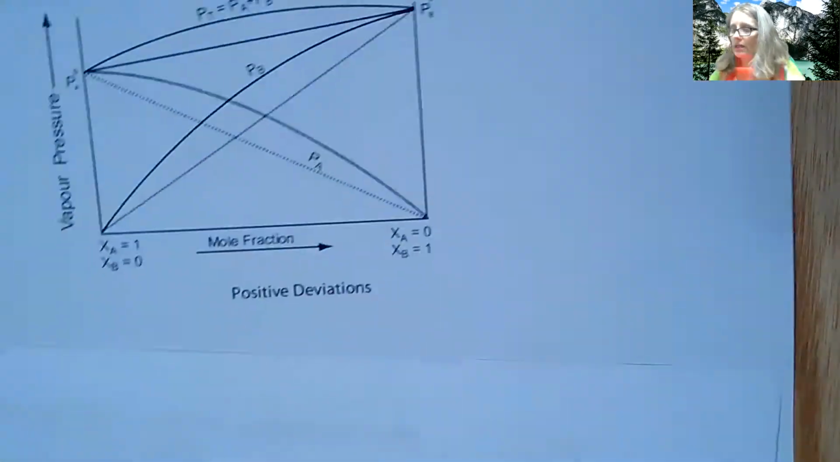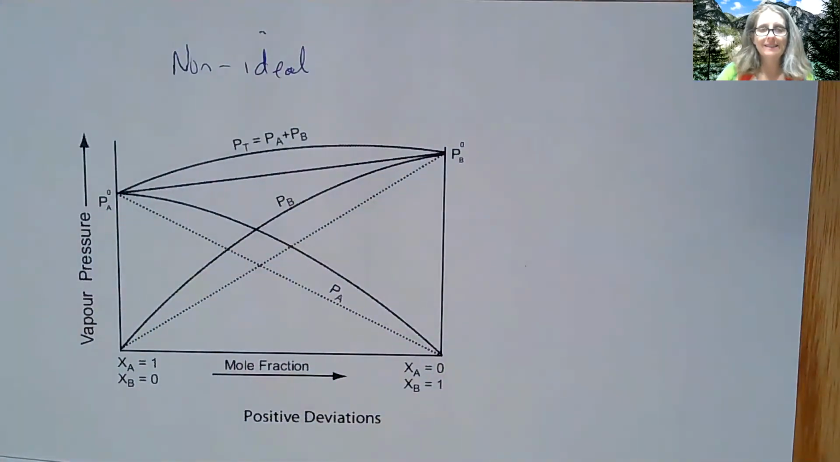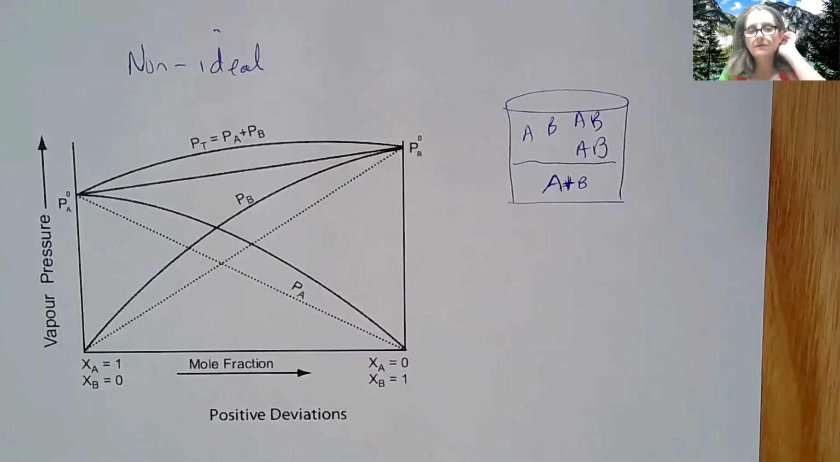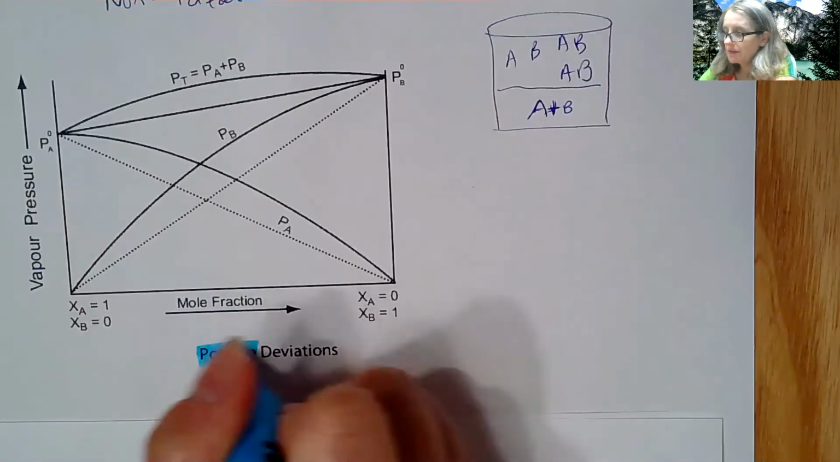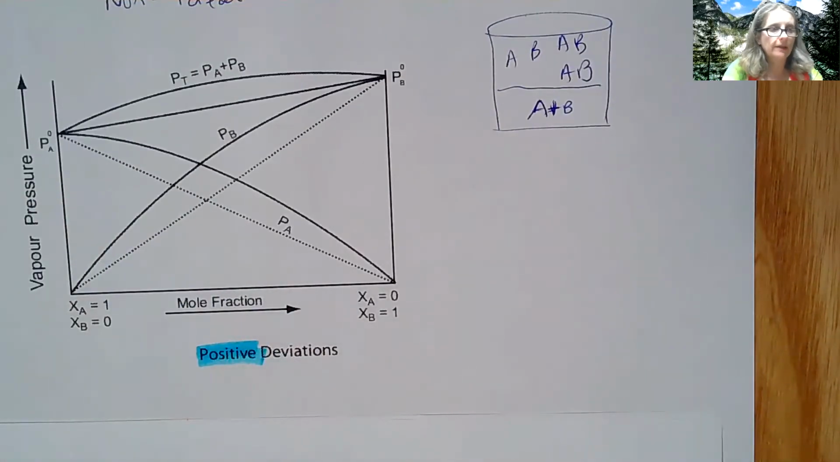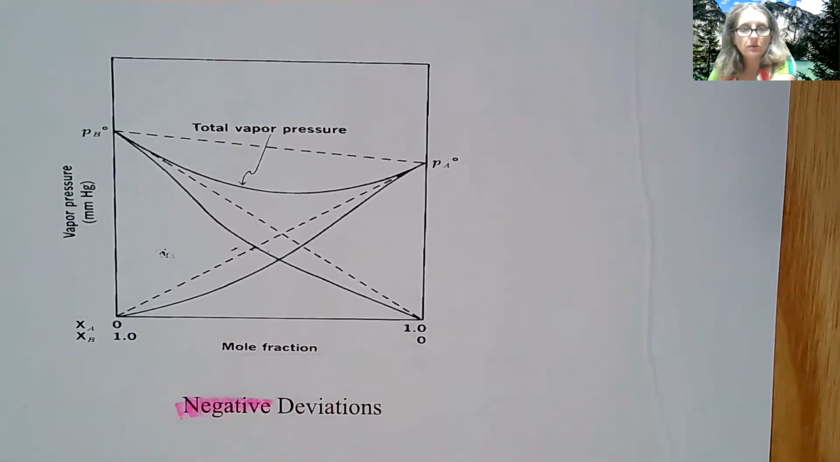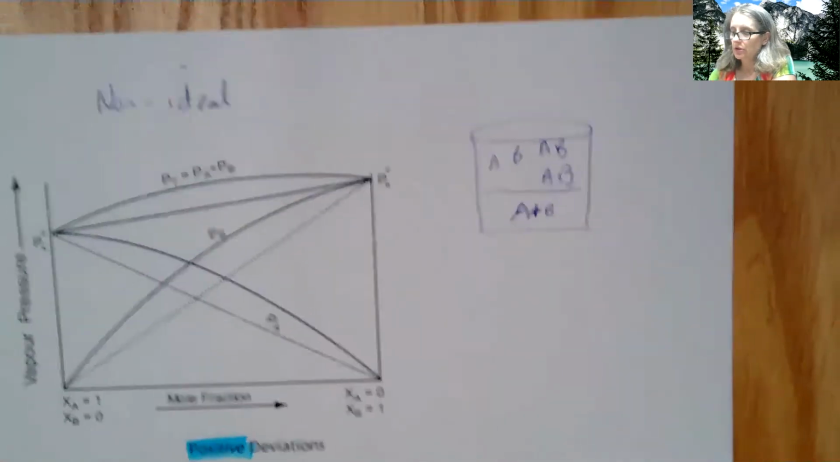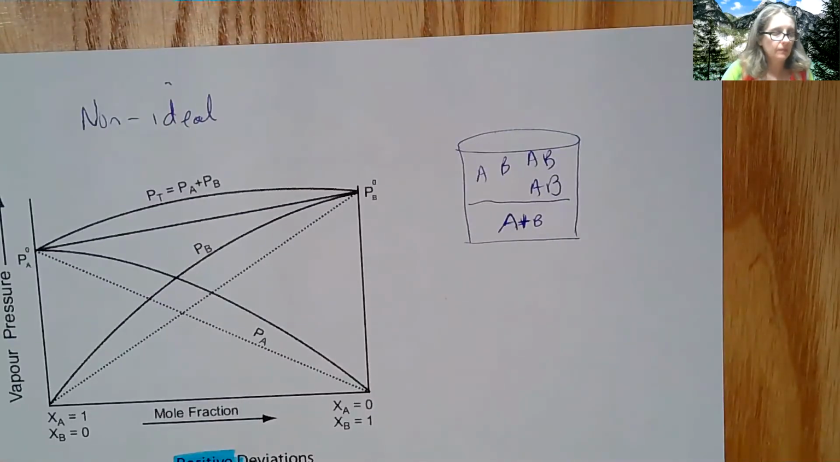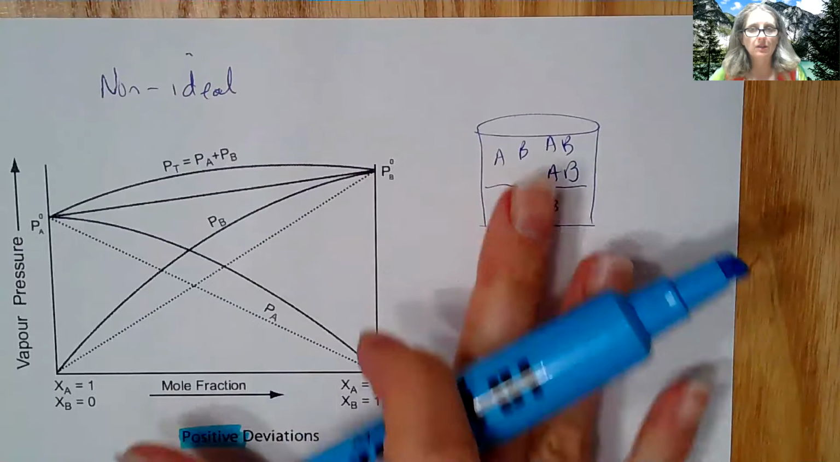Next page is what we call non-ideal. In the case of non-ideal, you have two different discussions. One is what we call a positive deviation from where the ideal behaves, and the second is what we call a negative deviation. I am going to look at positive deviation and explain it that way.